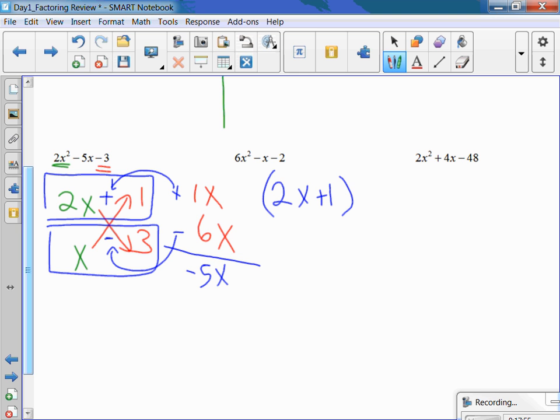So by using, again, you don't have to use this method, folks. If you're able to use the trial method, AC method, the box method, you can use the quadratic equation. You wind up with 2x plus 1 times x minus 3 as your factors.